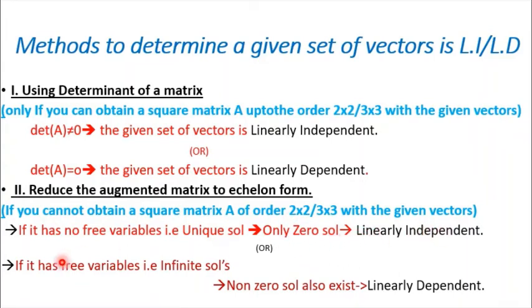Or if it has free variables, then you call it infinite solutions, which implies a non-zero solution also exists. When a non-zero solution also exists, then you call that a linearly dependent set.